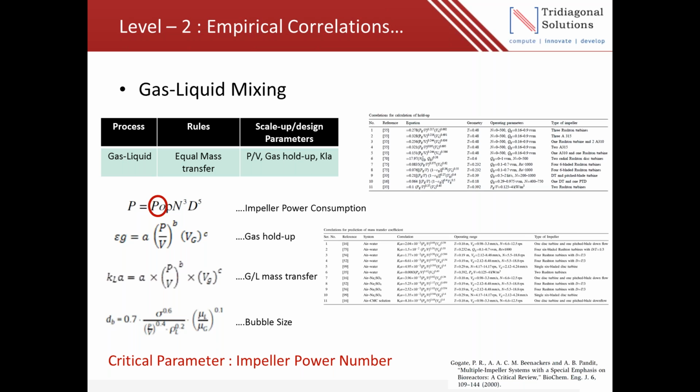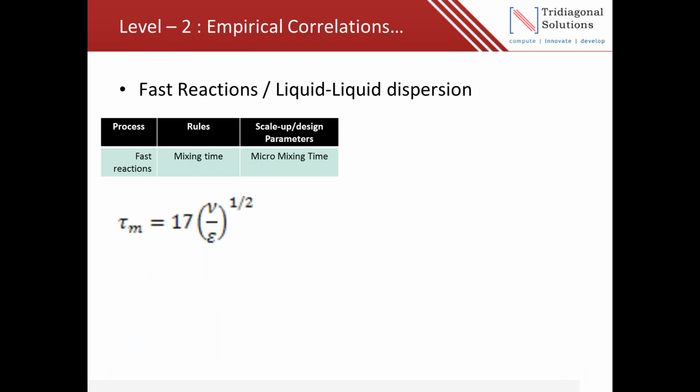Many different correlations are available to estimate gas holdup, and the constants in these equations vary as per the different impeller, or different combination of impellers if the system is a multiple impeller system. And there are various literature references available from which we can select these.